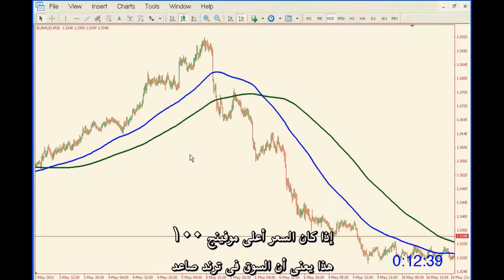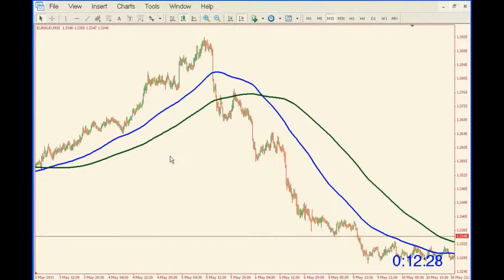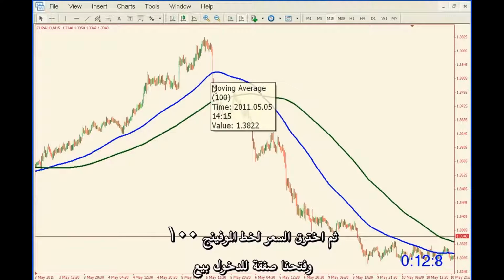Basically, if price is above your 100, it's showing you that the market is bullish, the bullish bias. And if it's below, it's showing you that you've got a bearish bias. And your 200 confirms the bias. So what we do here, we're looking at this trend. We've been in an uptrend for a little while, and now price breaks this 100 bar moving average. We want to put a trade in to go short.